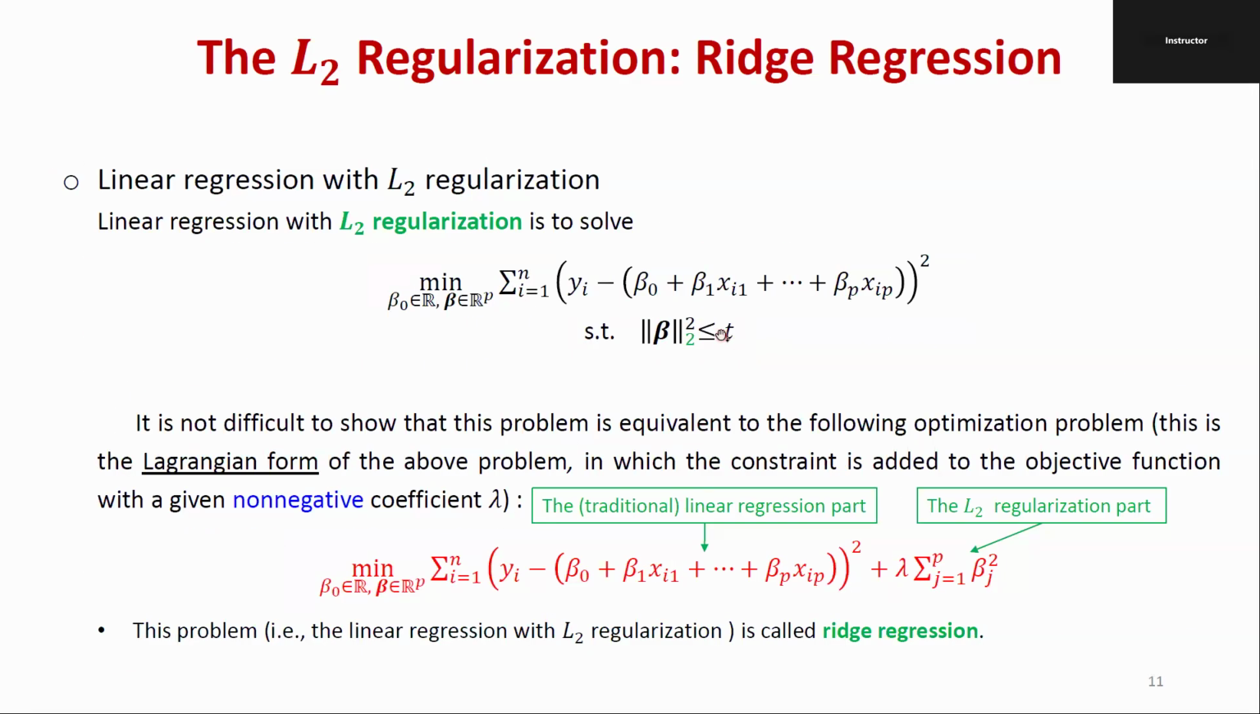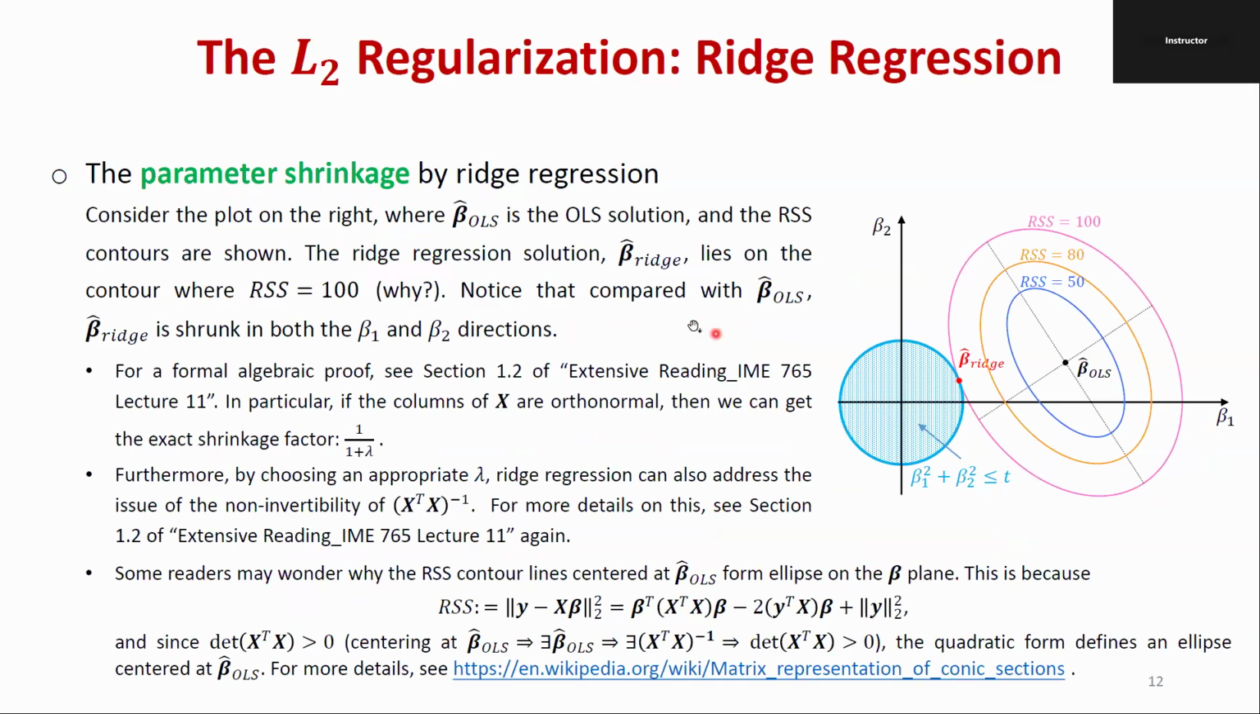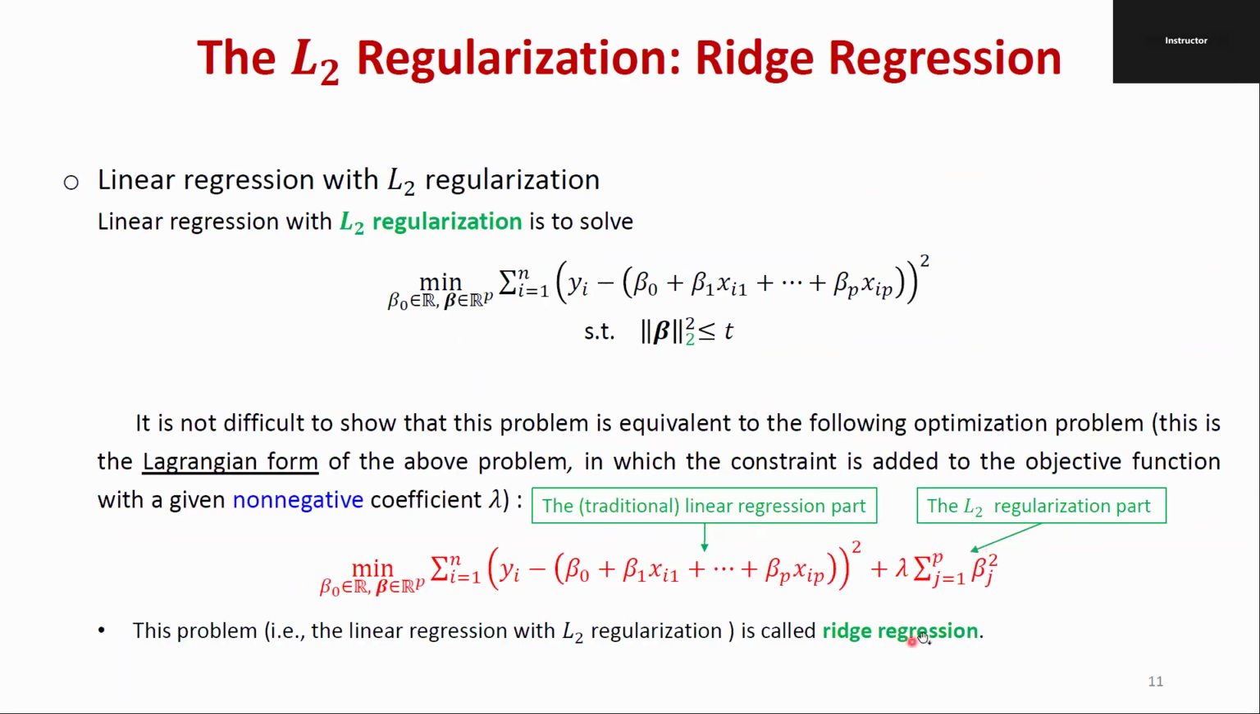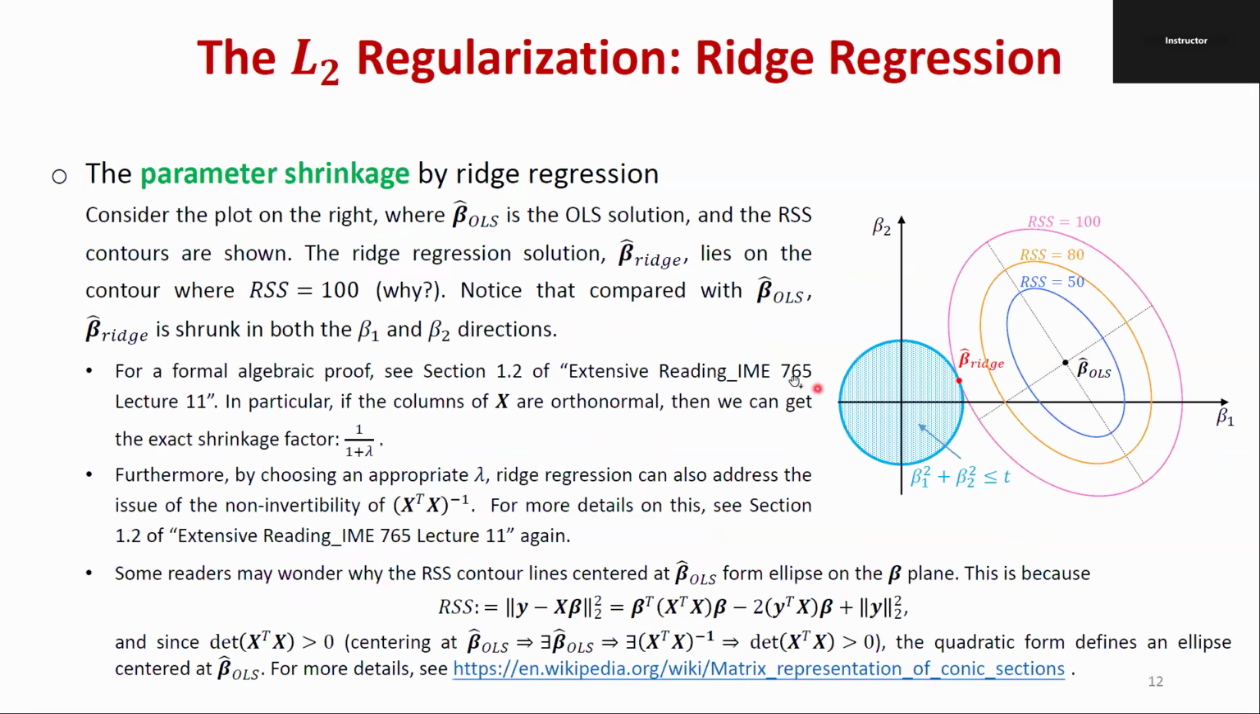Okay, so let me see here. Oops, sorry. This is an illustration graph of ridge regression. By the way, this model is called ridge regression. First of all, it is a parameter shrinkage model. So why do we say it's a parameter shrinkage model?